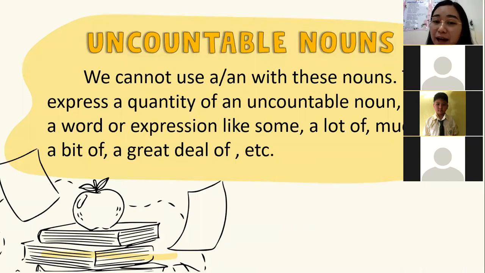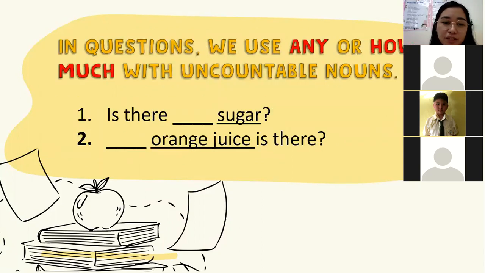And we cannot use a or an with these nouns because they are uncountable. To express the quantity of an uncountable noun, what we have to do is use a word or expression like some, a lot of, much, a bit of, a great deal of, etc. Many more. Let's try. So in questions, we use any or how much with uncountable nouns.